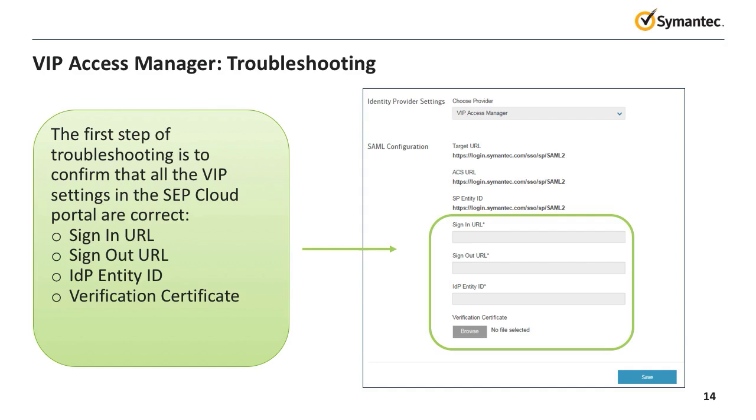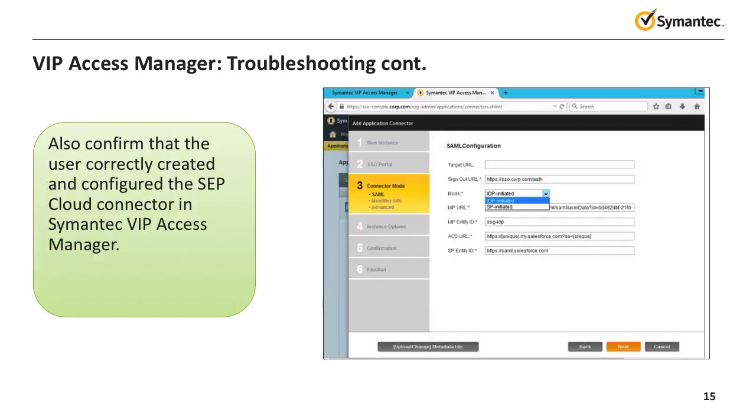The first step in troubleshooting is to determine that all VIP settings in the SEPcloud portal are correct. Verify the sign-in URL, sign-out URL, IDP Entity ID, and verification certificate entries. Also, confirm that the user correctly created and configured the SEPcloud connector in Symantec VIP Access Manager. The user is recommended to copy and paste these values from VIP as they are long and complex.